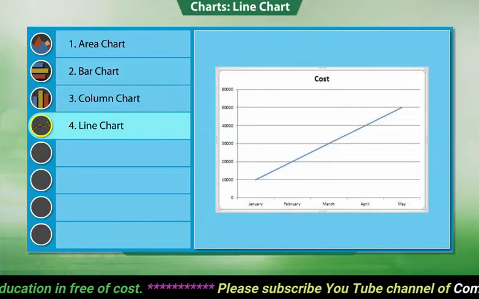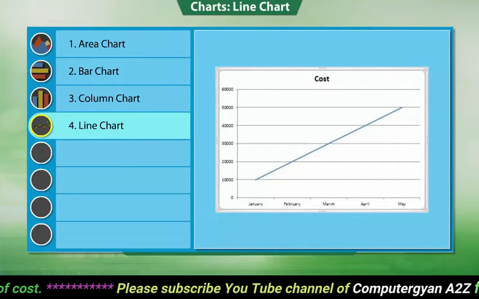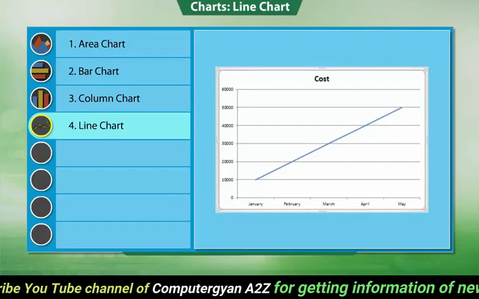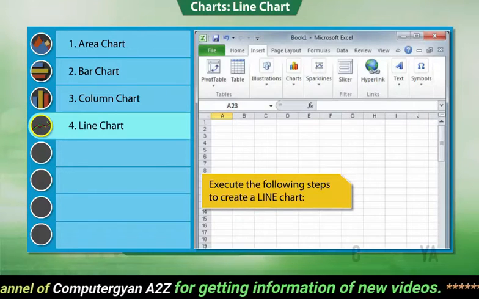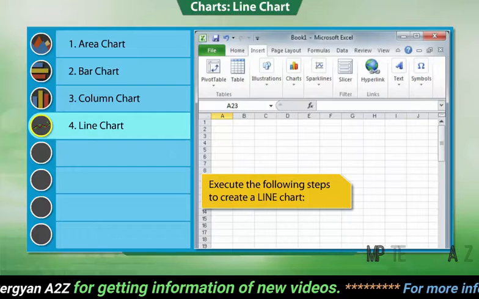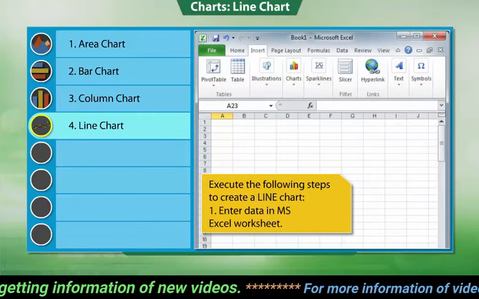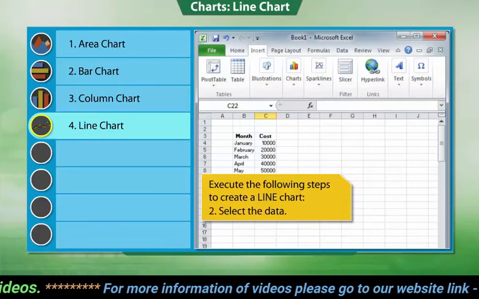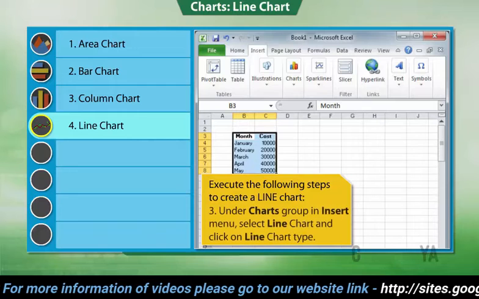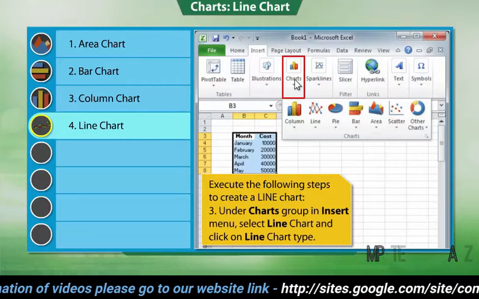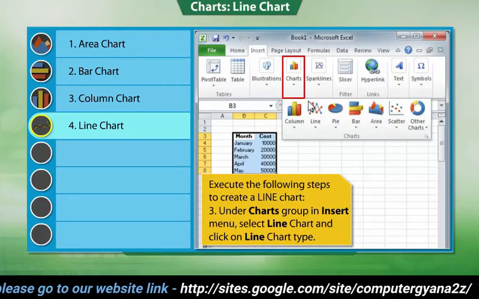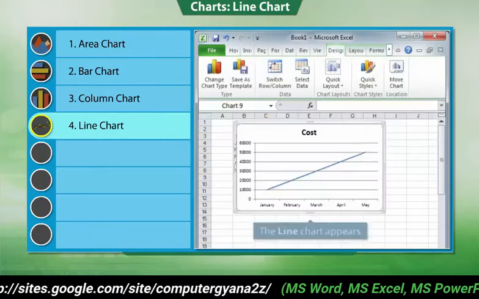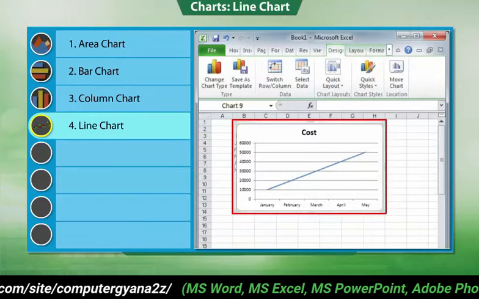The line chart is one of the most frequently used chart types, typically used to show trends over a period of time. Execute the following steps to create a line chart. 1. Enter data in MS Excel worksheet. 2. Select the data. 3. Under Charts group in Insert menu, select Line Chart and click on Line Chart type. The line chart appears.